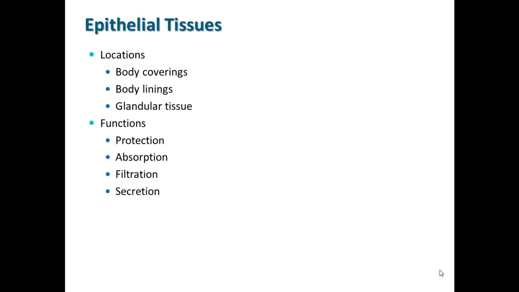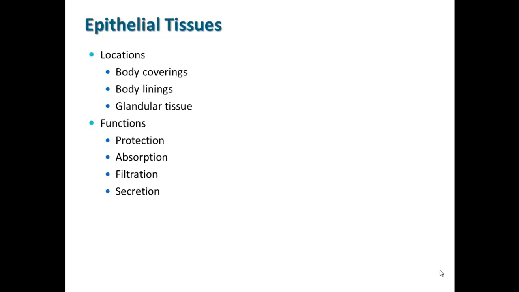So for this section, we will focus on one of the four primary tissue types, epithelial tissue. The epithelial tissue, or epithelium, covers structures and lines structures, so it is found on many body surfaces. Also, our glandular tissue is made up of epithelium, so think covers and lines the body and glands when you're thinking about epithelium.